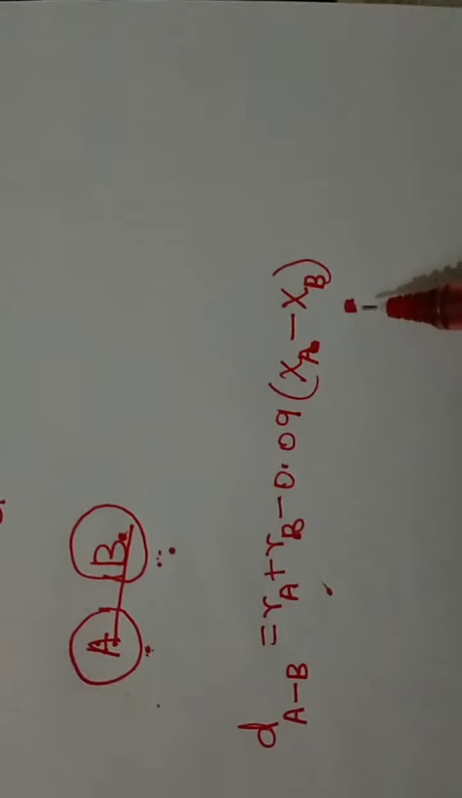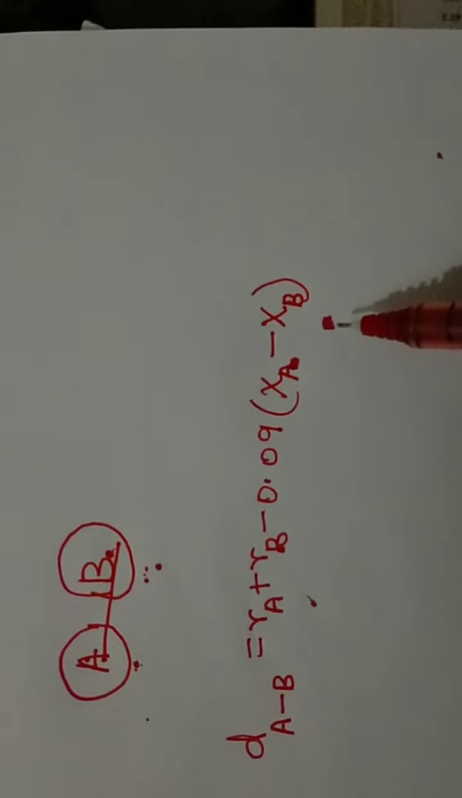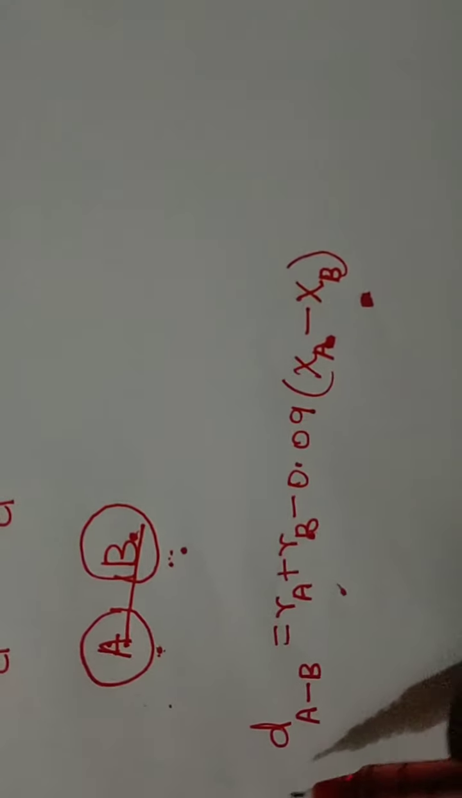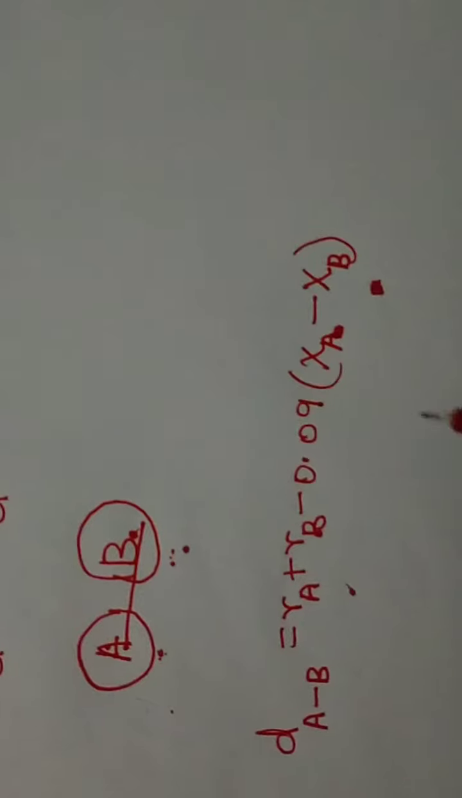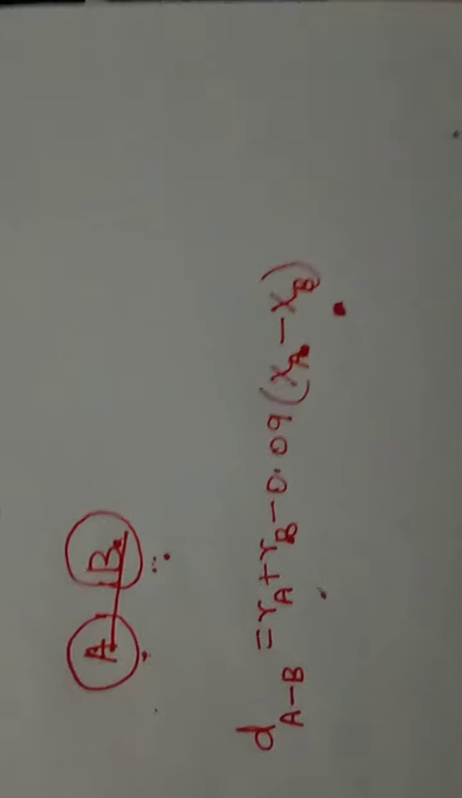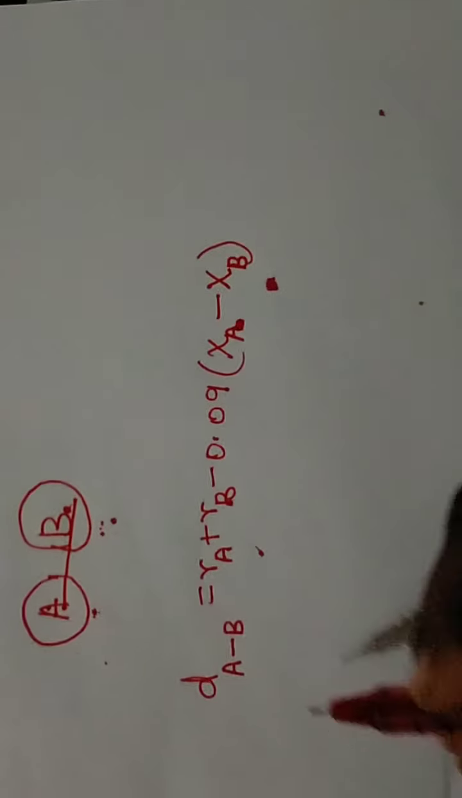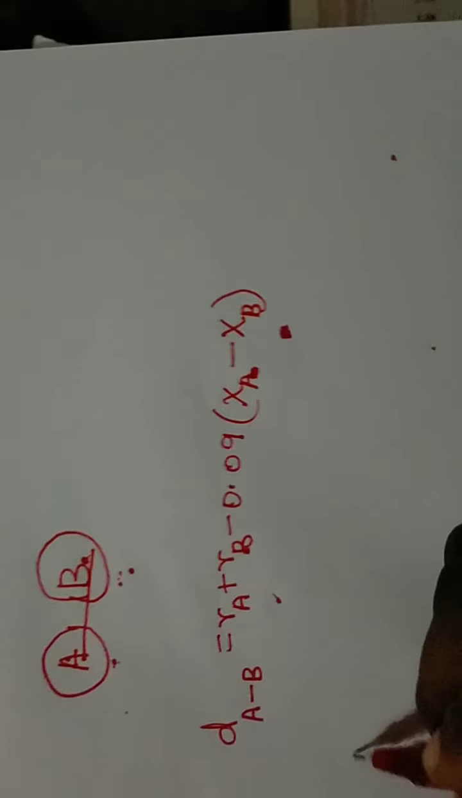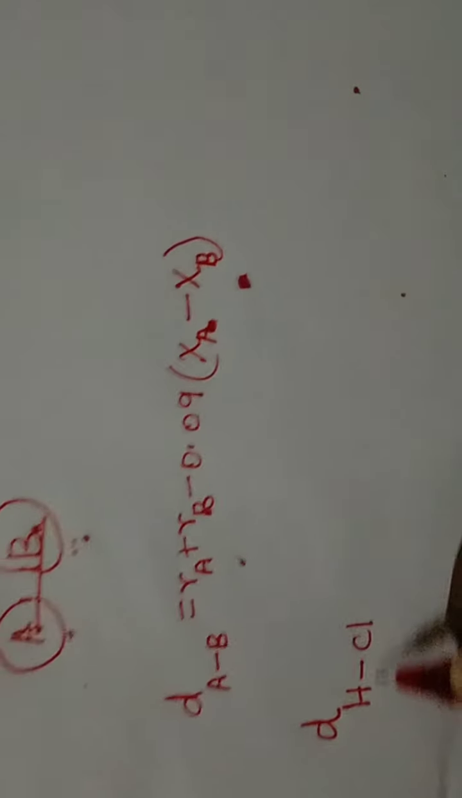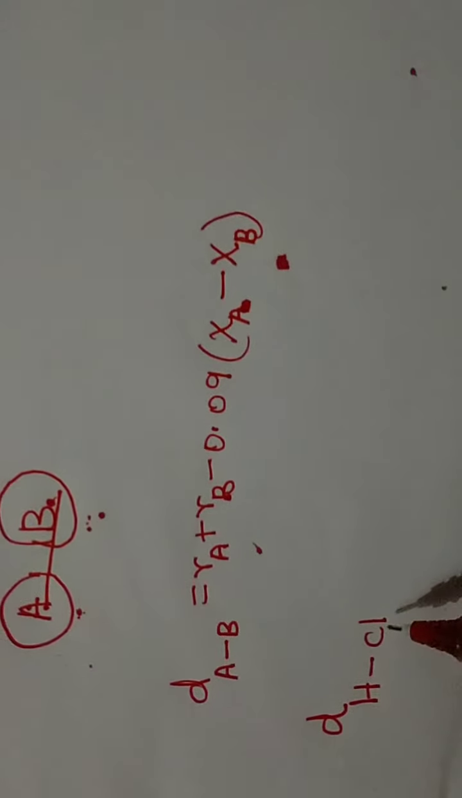This is the formula which is proposed by Schoemaker and Stevenson. This is one formula to find out the internucleus distance between two different atoms. So how to calculate this one? We are going to study this. For example, distance between HCl. What is HCl? Hydrochloric acid.